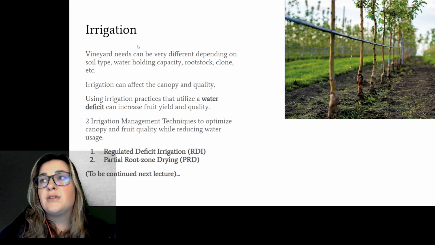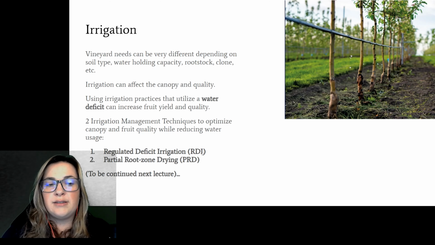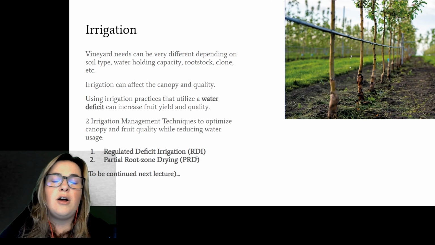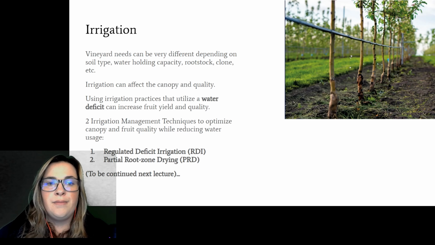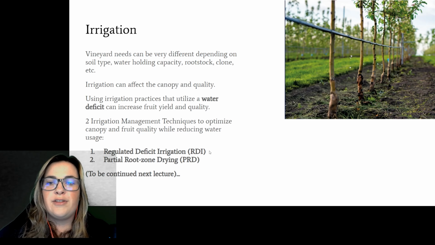So generally speaking, irrigation practices that utilize a water deficit can increase both the fruit yield and the quality. And there's 2 different management techniques for this that reduce water usage but increase fruit quality and optimize your canopy growth. And that's regulated deficit irrigation, also known as RDI, or partial root zone drying, which is PRD. But that, again, will be continued next lecture. We'll get more into detail for that, but it does manage your canopy.